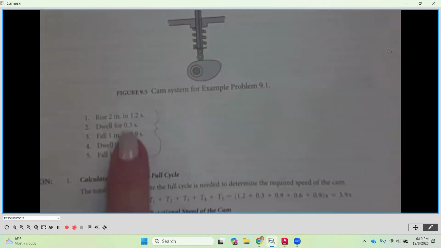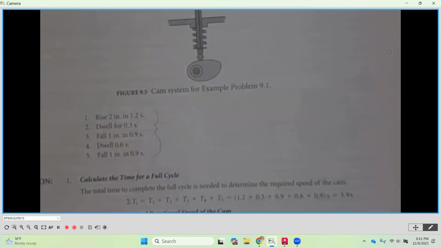Then once we dwell for 0.3 seconds, we're going to fall 1 inch, and in that time it's going to be just 0.9 seconds to do that. Then we're going to dwell another 0.6 seconds, and then we're going to fall 1 more inch in 0.9 seconds. Now, however much you rise, you have to fall. You can't have a gap there.